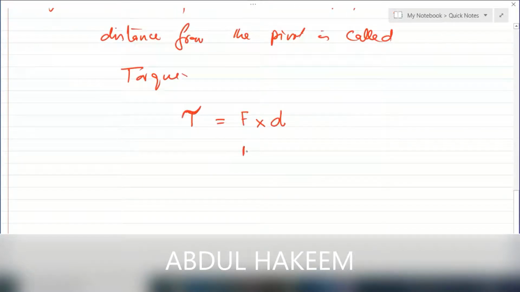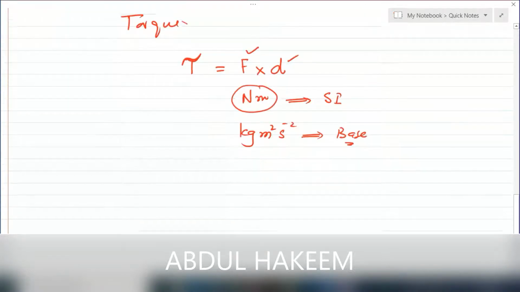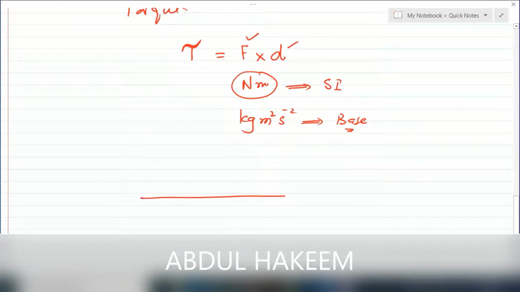Now it is measured in Newton meter because force is in Newton, distance in meter. So the unit of the torque is Newton meter, meaning this is the SI unit. And the base units will be kilogram meter square second power minus 2. This is the base unit. Now, this formula is only valid when force and distance both are perpendicular to each other, meaning they are at the angle of 90 degrees with each other.